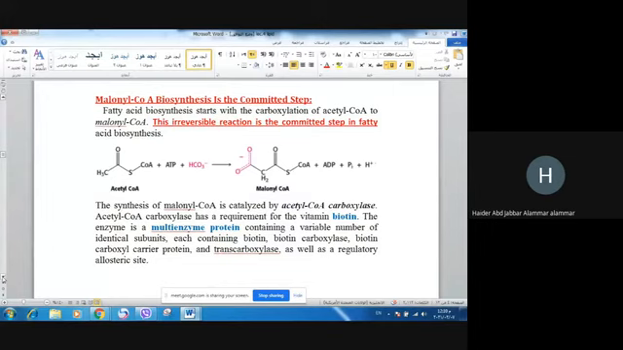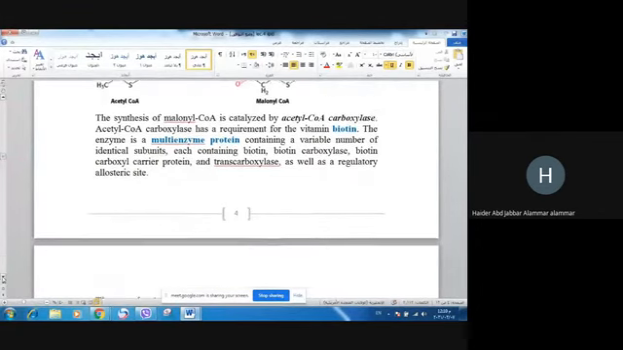It is a dimer, a polypeptide that has two identical subunits. Each subunit has 7 enzymes. These subunits or polypeptides are arranged in a head-to-tail or tail-to-head arrangement, as you will see in the next figure.